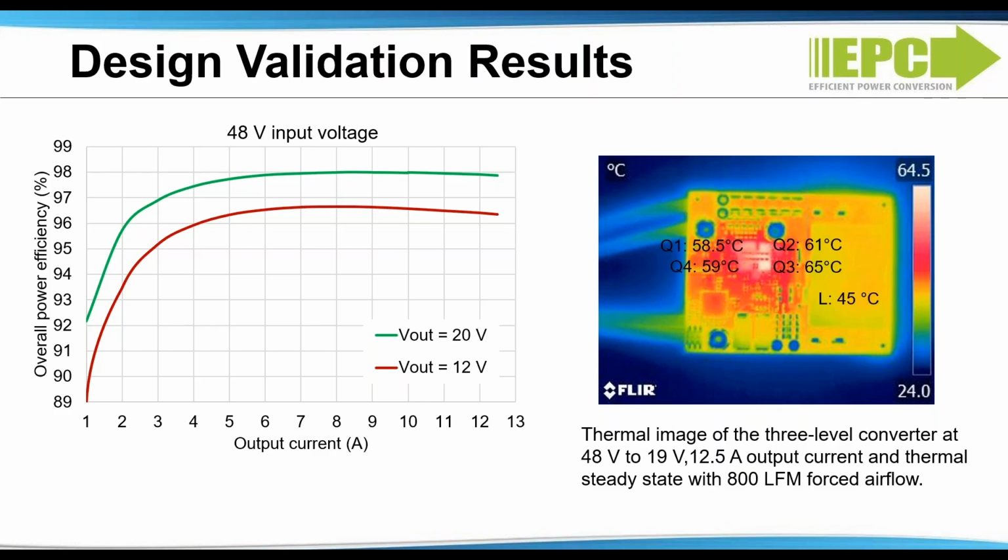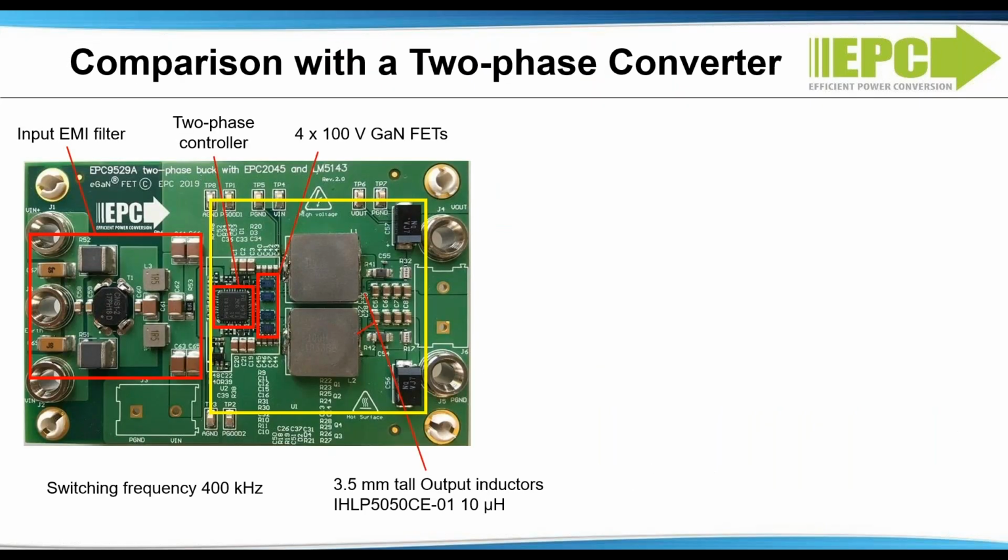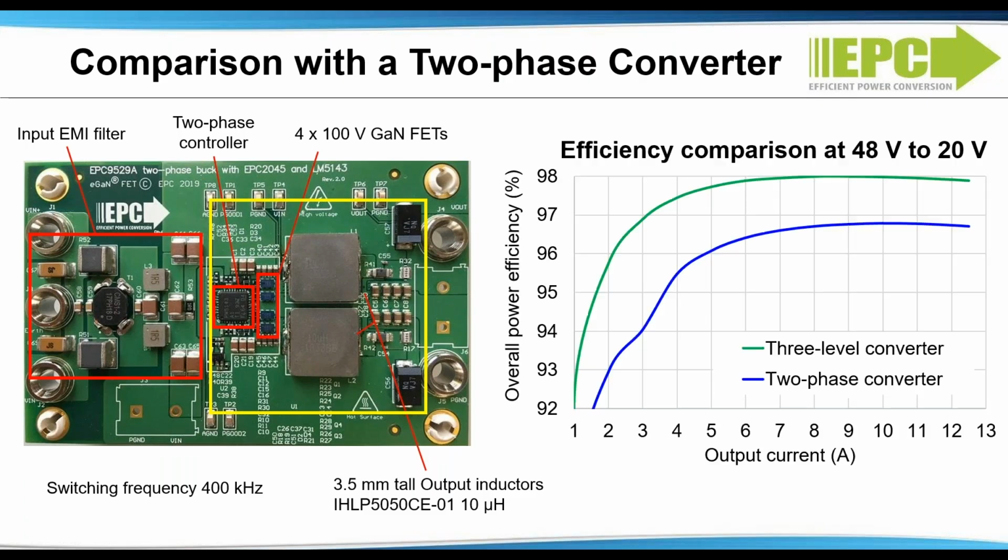Now, let's see how the two-phase design compares. The eGaN FET-based two-phase converter shown on the left is designed using a two-phase controller and four 100 volt eGaN FETs with two 10 microhenry 3.5 millimeter inductors. The switching frequency is set at 400 kilohertz, the same as the three-level converter, to compare the performance.